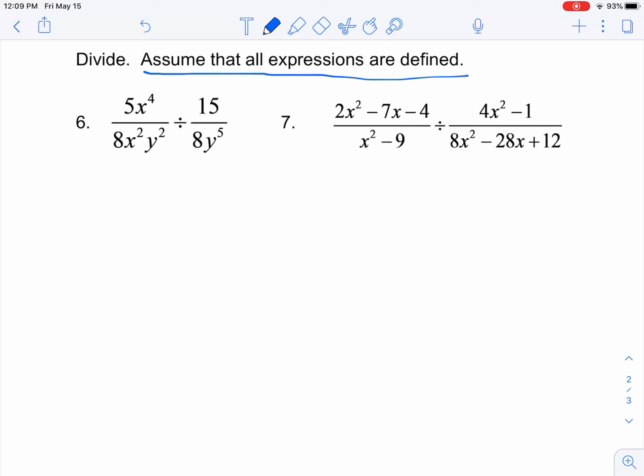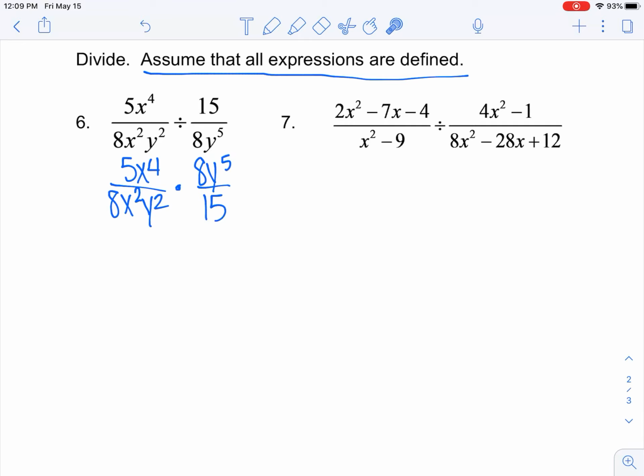So starting with number 6, we have 5x to the 4th over 8x to the 2nd y to the 2nd, divided by 15 over 8y to the 5th. So our very first step is to change it to multiplication by the reciprocal. So we have 5x to the 4th over 8x to the 2nd y to the 2nd. That first fraction just stays the same. We change division to multiplication, and then we flip our second fraction. So we have 8y to the 5th over 15.